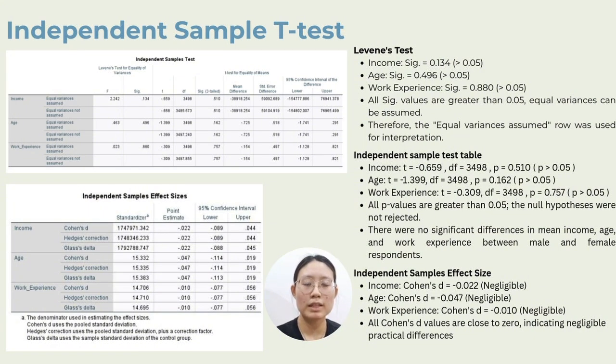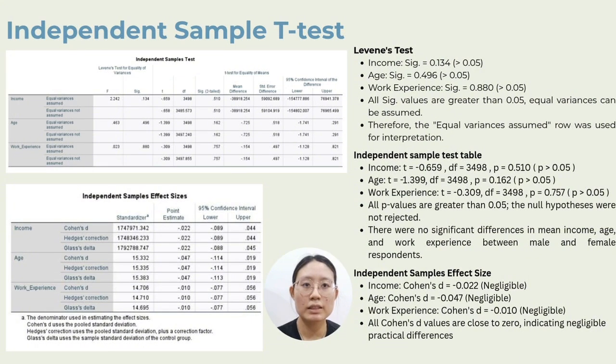The independent sample t-test showed that the p-values for all three variables were greater than 0.05. Hence, the null hypothesis is not rejected, indicating that there were no significant differences in income, age, and work experience between male and female respondents.